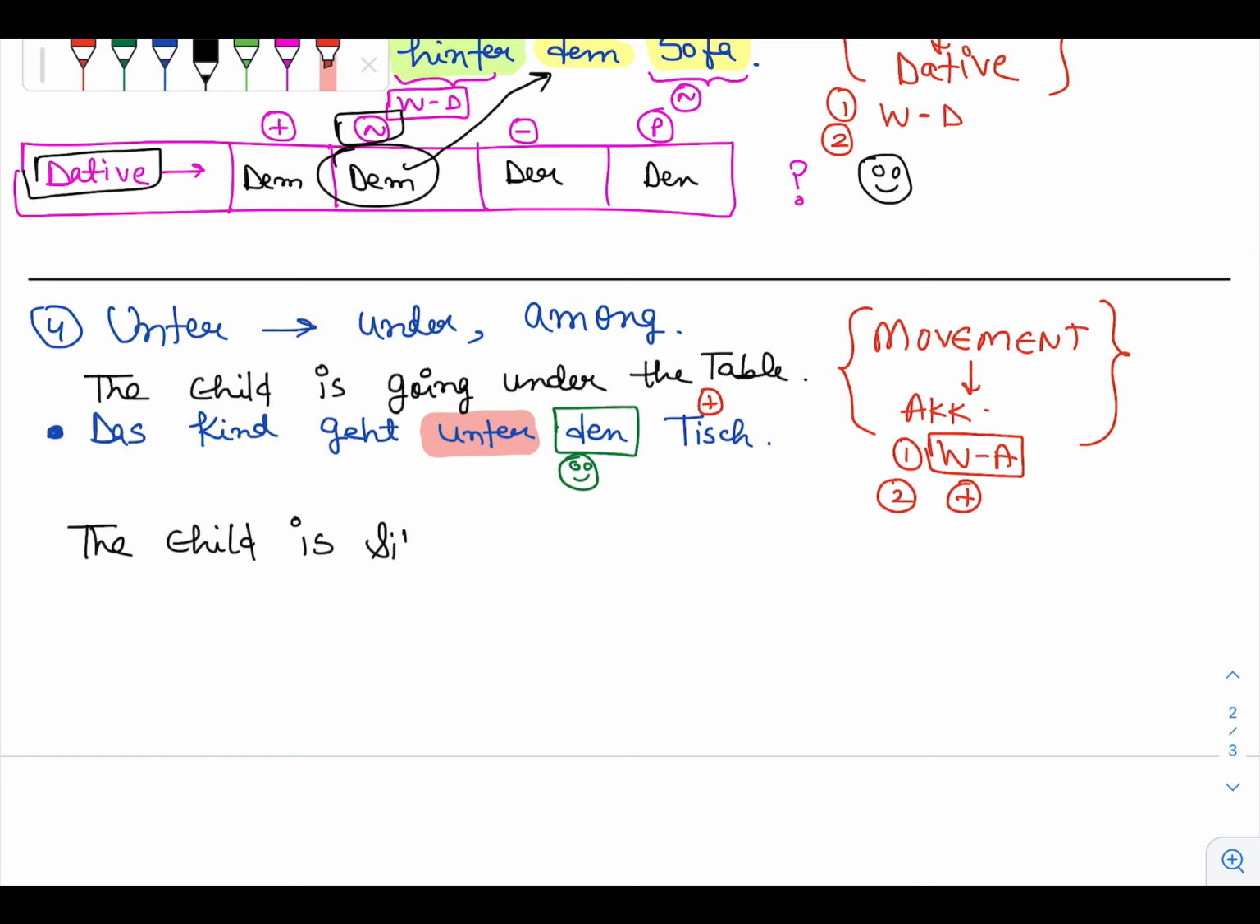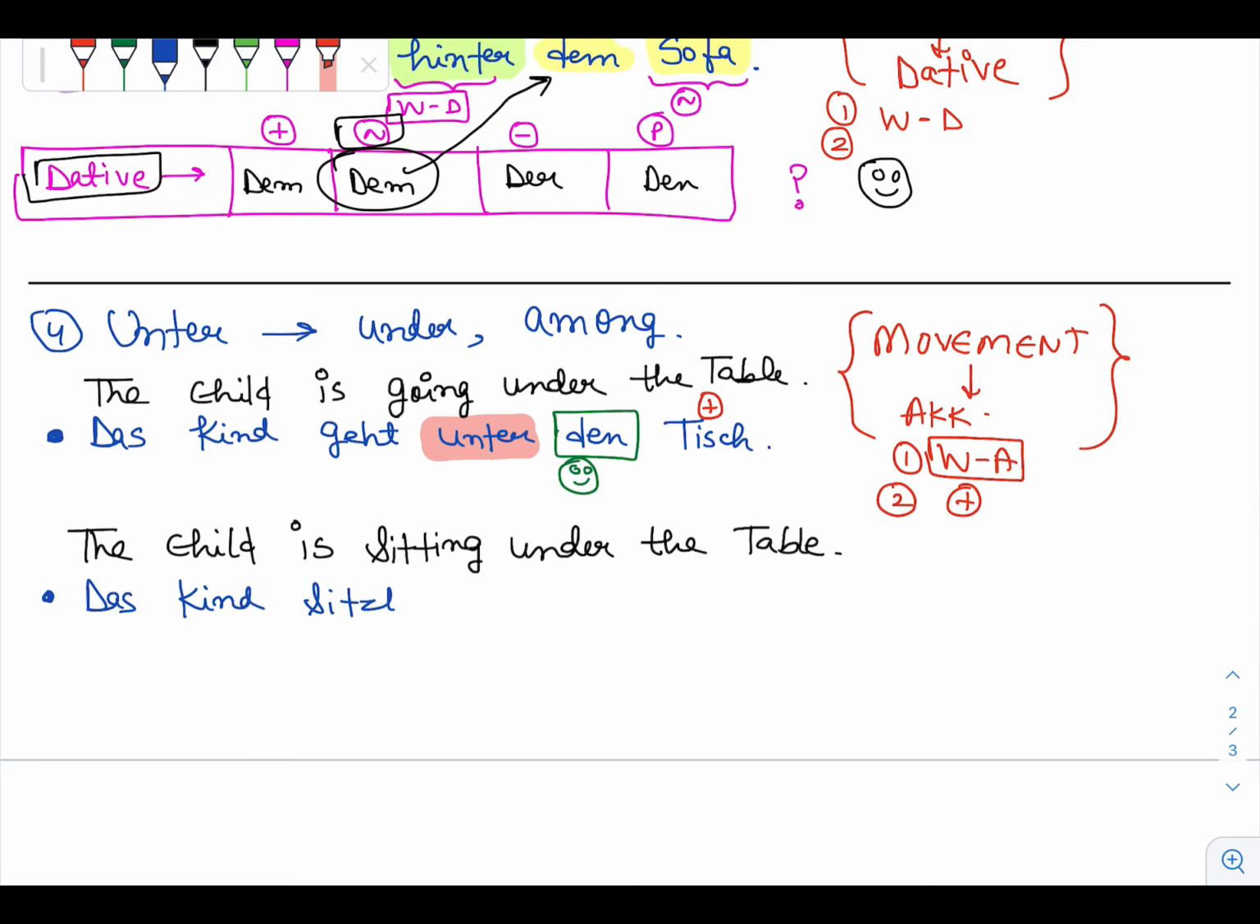The child is sitting under the table. Okay. So again, das Kind. What will come next now? Again sitting, so sitz, unter, then article, then Tisch. The child is sitting under the table.